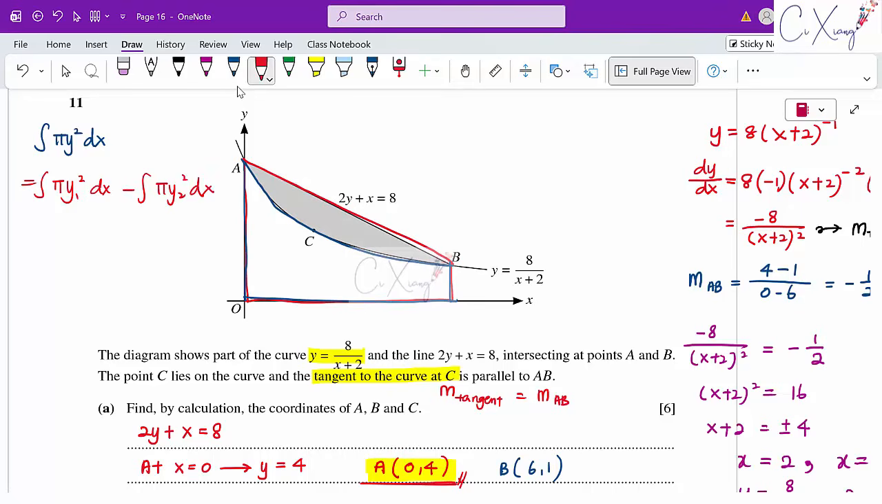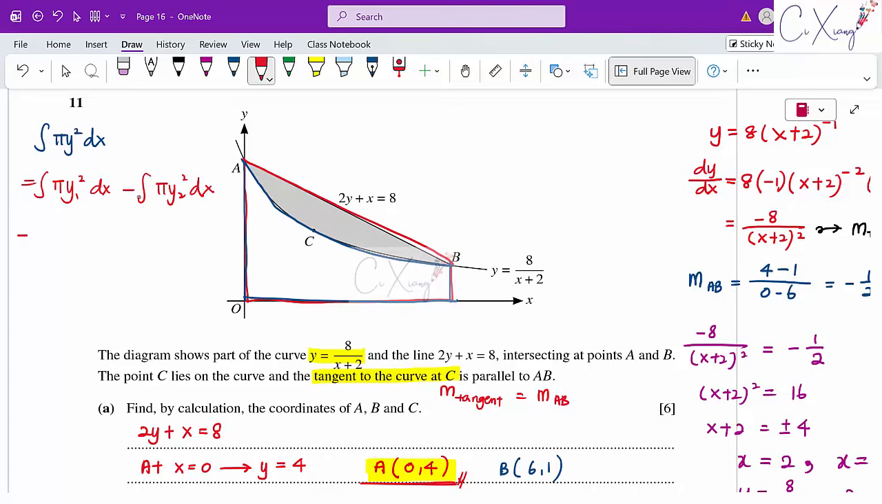Because we're having the two, the line and also the curve. Okay, then the area is covered by the two lines. So I have to use the red color area, red color volume. This is the red color volume minus the blue color volume.